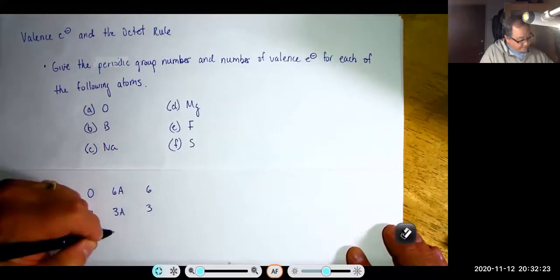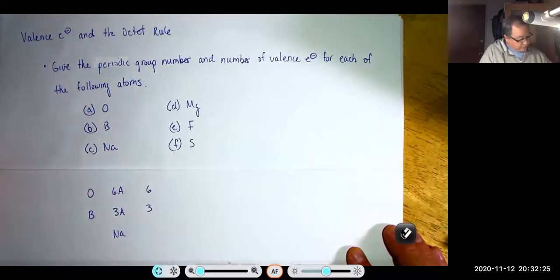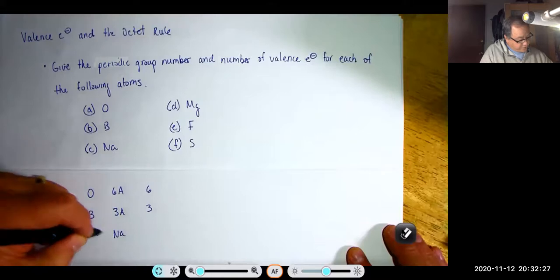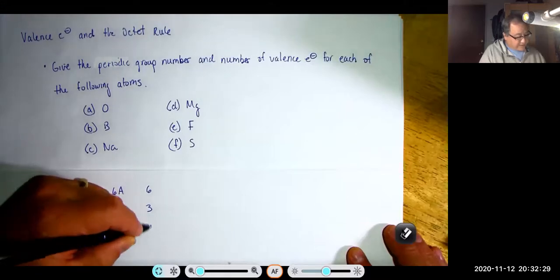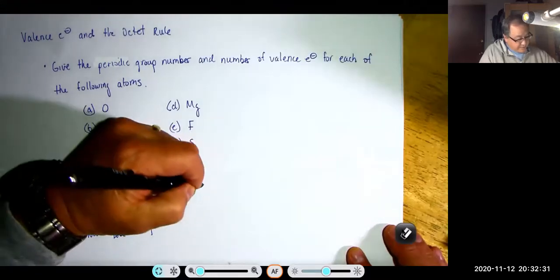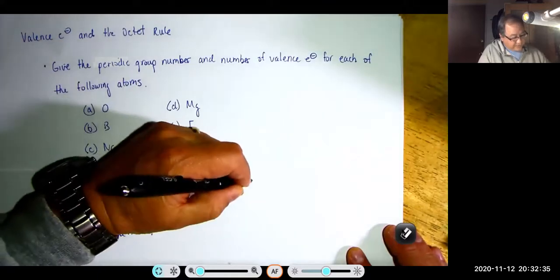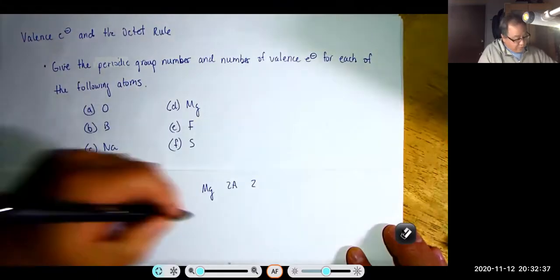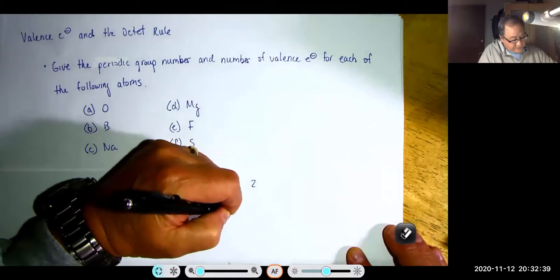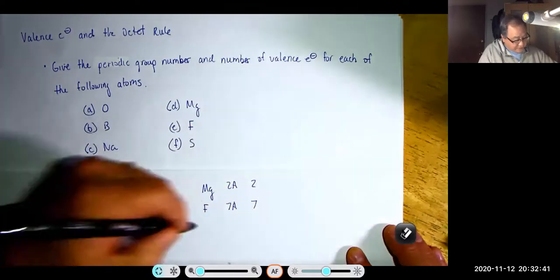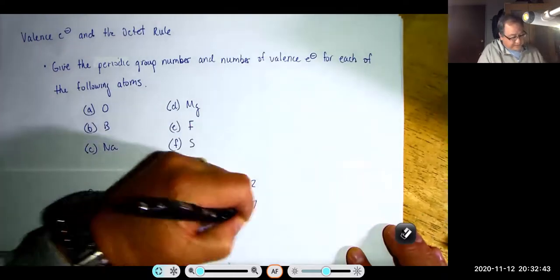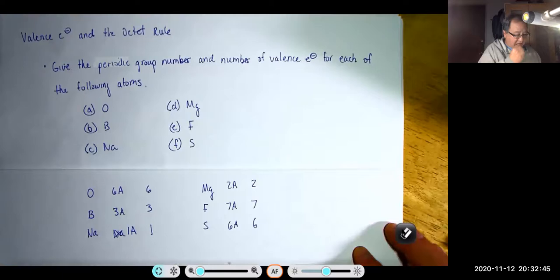For sodium, it's in group 1A, so it has 1 valence electron. Magnesium is in group 2A, so it has 2 valence electrons. Fluorine is in group 7A, so it has 7 valence electrons, and sulfur is in 6A, so it has 6 valence electrons. So there you go.